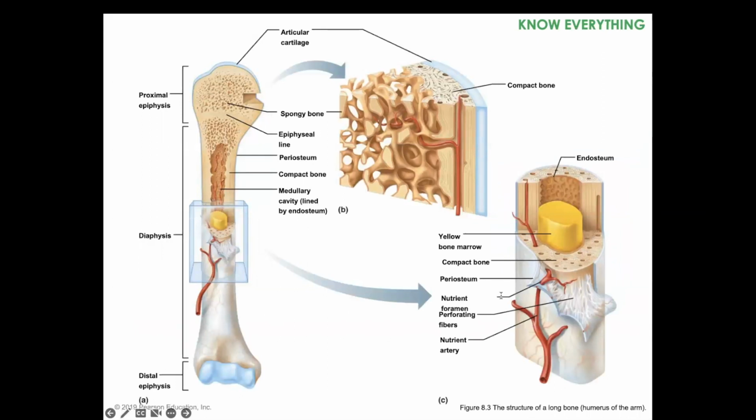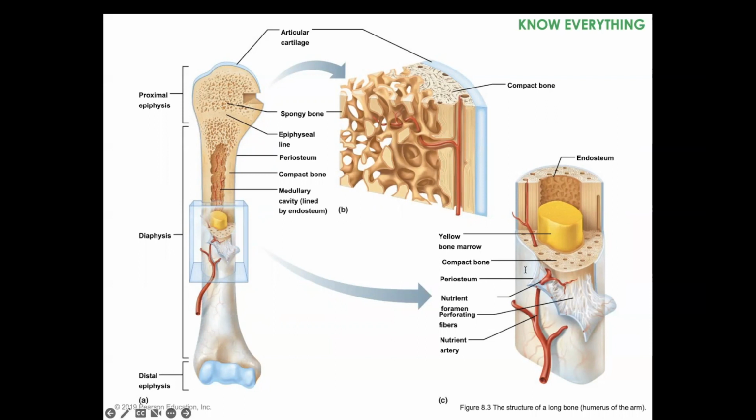All right, so this figure shows the anatomy of a bone. This is a long bone. We see here that we have a diaphysis in the middle, and then on the ends we have two epiphyses.